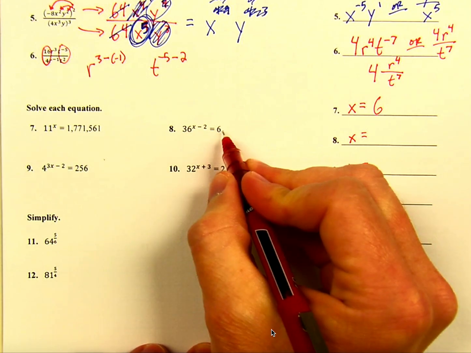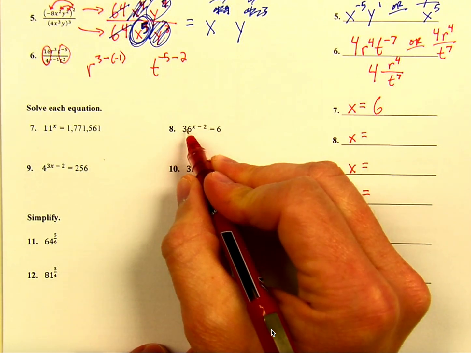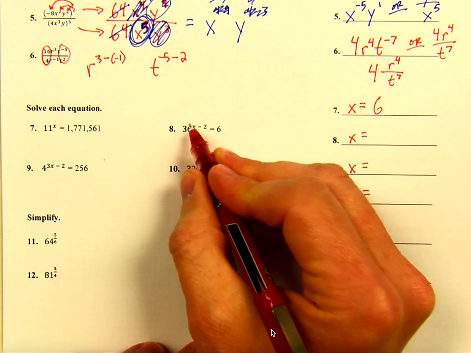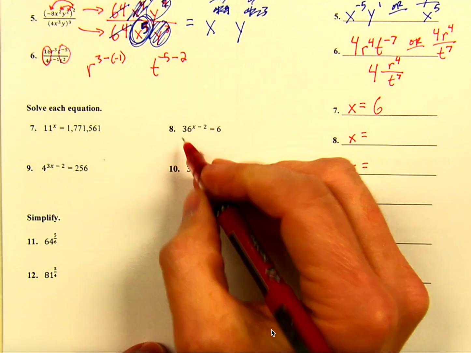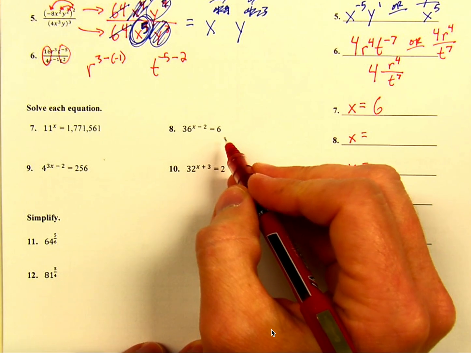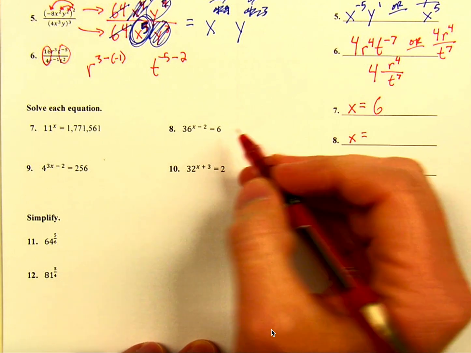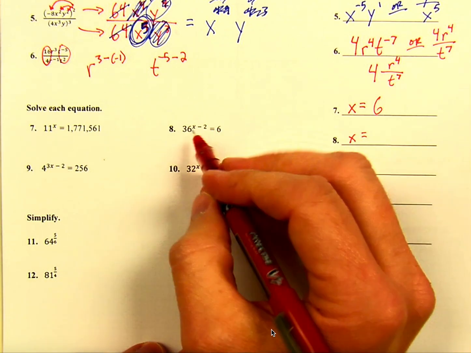36 isn't a power of 6. 6 is a power of 36. But I could write 36 as a power of 6, right? Did I say that right? Maybe that was confusing. Let me try this again.